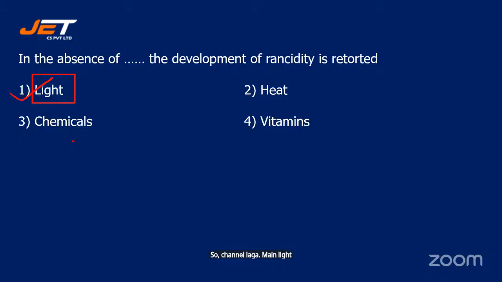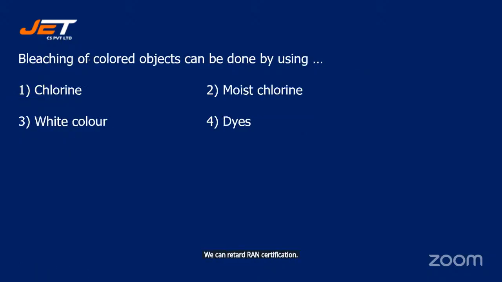If light is absent, we can retard rancidification. Next question. Bleaching of colored objects can be done by using what? Chlorine, white color, moist chlorine and dyes. So which of the following will help in bleaching of colored objects?